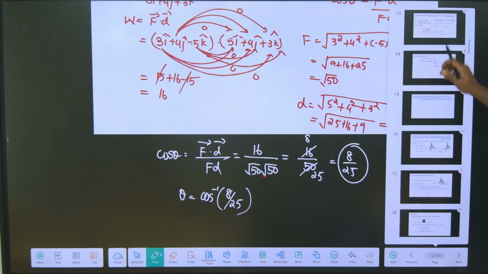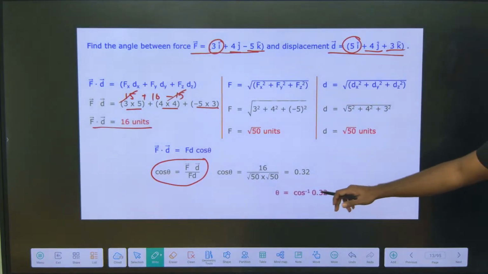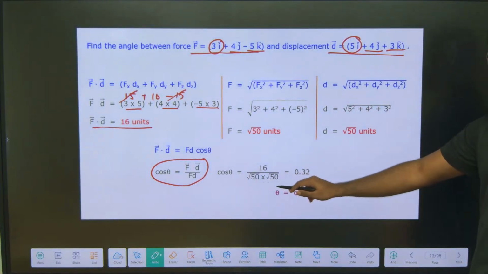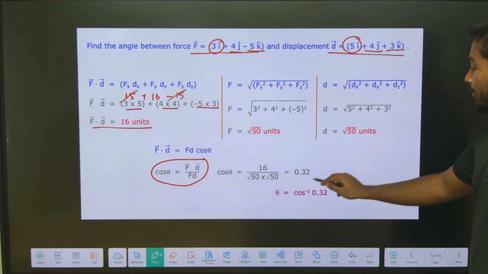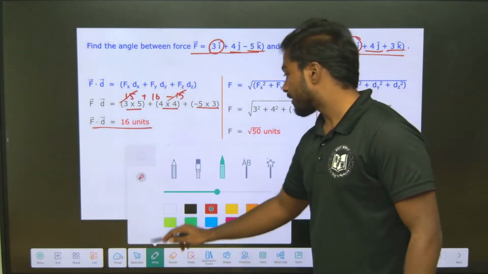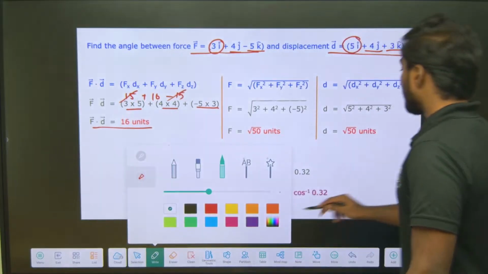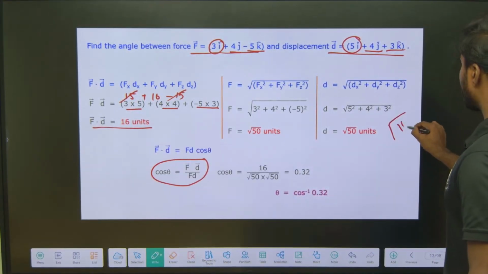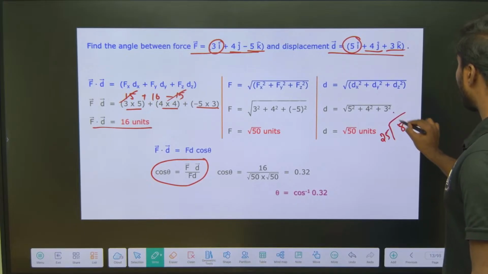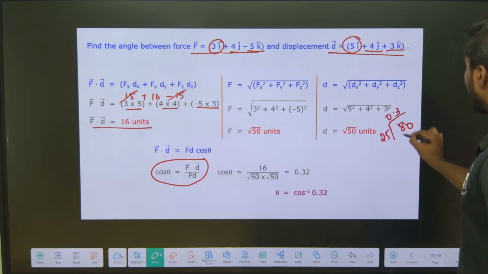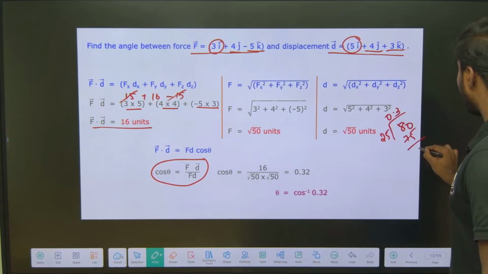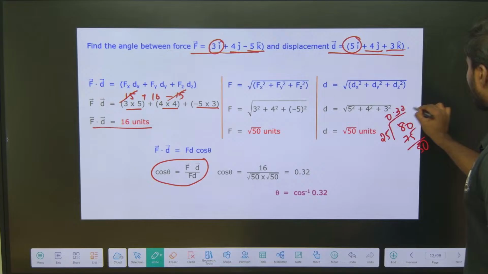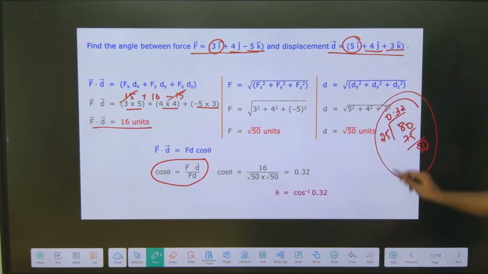Okay, yes. See, we got 16 by root 50 into root 50. It's approximately, they have given us 0.32. Yes, that same thing we also got. See, it is 16 and this is 8 by 25, which is 0.32. Now this is the answer.